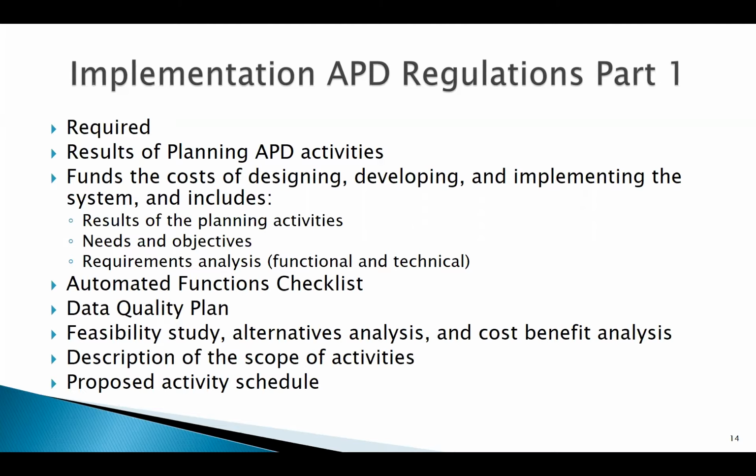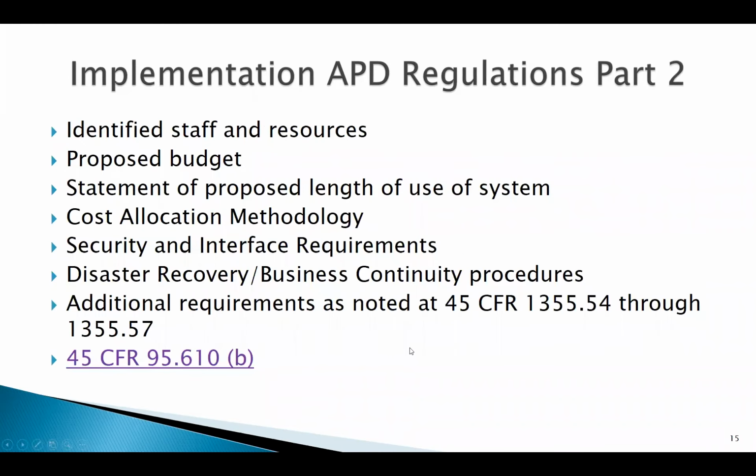Yes. Thanks. So you'll also have your data quality plan, your automated function checklist, the description of your scope and your activities, and your proposed activity schedule. Additional bullet points read: funds the cost of designing, developing, and implementing the system and includes results of the planning activities, needs and objectives, and requirements analysis, functional and technical. Next slide. Slide title reads Implementation APD Regulations Part 2.